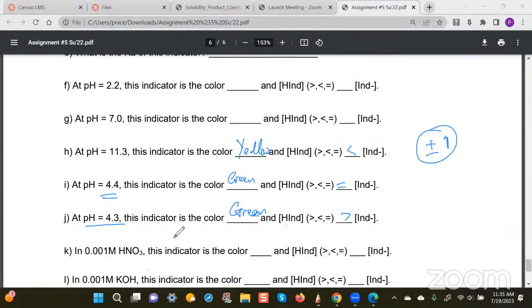Okay, very good. Now in the case of K, they gave you 0.001 M nitric acid. So the question is, what would be the color of the indicator? Now, the key to answering this is finding out what pH is represented right here. So what do you think the pH of this solution is?